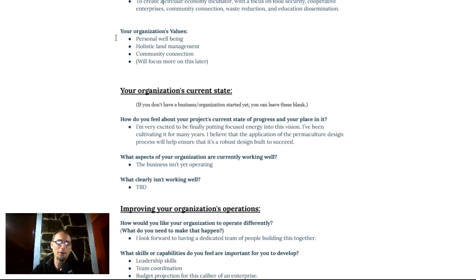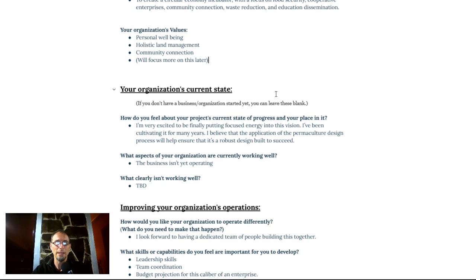Values, I threw a few down here: personal well-being, holistic land management, community connection. I will put more energy into this later, and probably, since I will be doing this as a collective and a group, we'll be doing some value visioning exercises together.